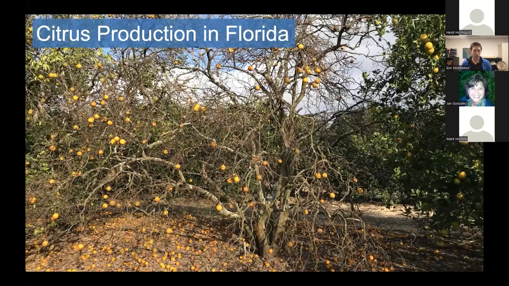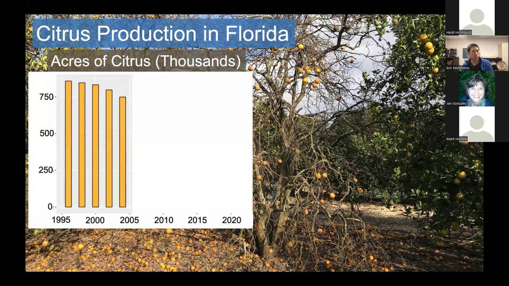And as I said, I used to be doing work in Florida looking at different insect pests of citrus. So I have some personal experience with this. And when we look at citrus production in Florida, again, I'm going to show you a couple graphs. This first one is the acres of citrus being produced in the state in terms of thousands of acres. So that's on the y-axis, x-axis is the date moving through time.